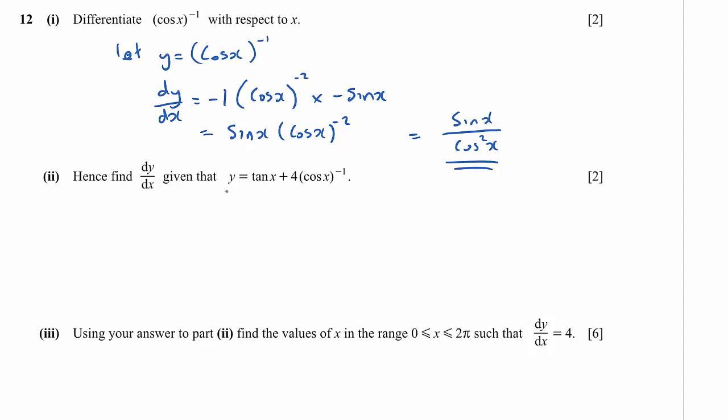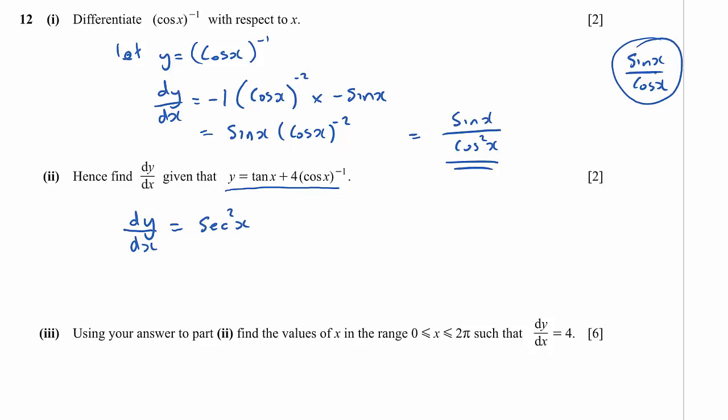Hence find dy dx given that y is this. Okay, so dy dx in this case is going to be, well, if we differentiate tan, we get sec squared x. That's one of those ones you can do tan x as a quotient, as sine x over cos x, but it's not that good an idea because you're going to have to then do this by a quotient to get a result that you probably just need to remember. And then from the first part of the question, that is going to be 4 sine x over cos squared x.